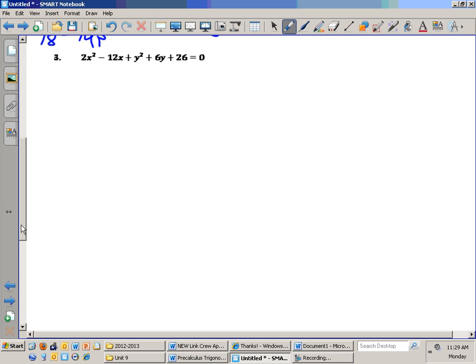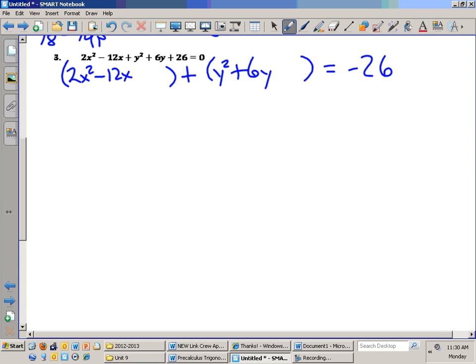How about this one? Hyperbola, ellipse, or parabola? Ellipse, because you have x squared and you have y squared. Okay, so here I go. I have 2x squared minus 12x plus y squared plus 6y equals negative 26. What number do you need to add to complete the square? Oh, I should factor. What should I factor out first? 2. 2 times x squared minus 6x, plus y squared plus 6y.